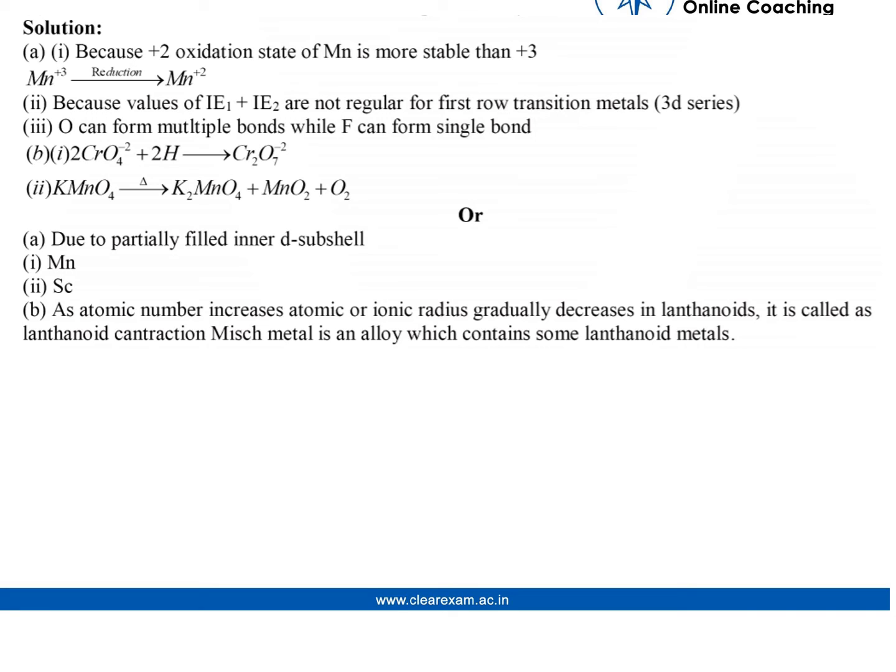Solution. First part, because +2 oxidation state of Mn is more stable than +3. Mn+3 reduction gives Mn+2. Second part, because the values of IE1 plus IE2 are not regular for the first row transition metals, 3d. Third part, O can form multiple bonds while F can form only single bonds. That's why the highest Mn fluoride is MnF4, whereas the highest oxide is Mn2O7.